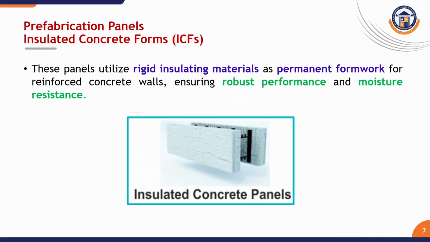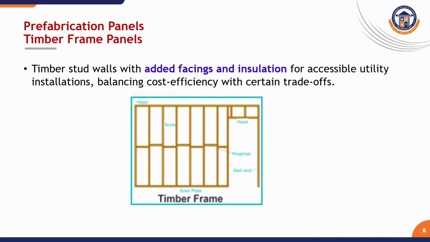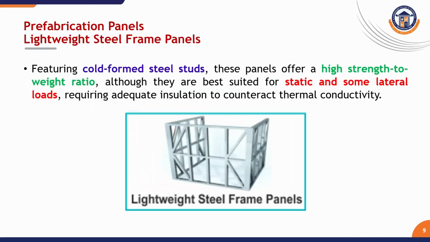Insulated concrete forms serve as permanent formwork for reinforced concrete walls, made from rigid insulating materials. They ensure robustness and moisture resistance. Timber frame panels are made up of timber stud walls with added facings and insulation. These panels balance cost effectiveness and ease of utility installations. Lightweight steel frame panels are constructed with cold formed steel studs. These panels are strong, lightweight, and suitable for static and some lateral loads, though they may require proper insulation.